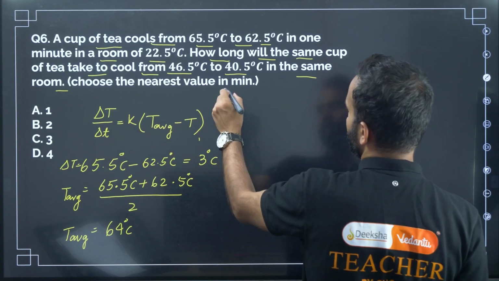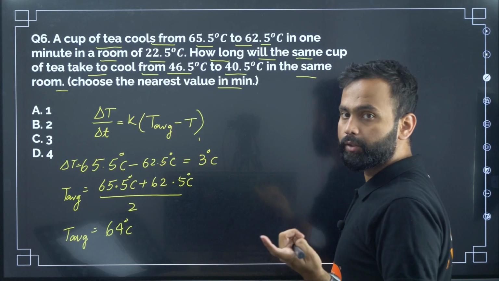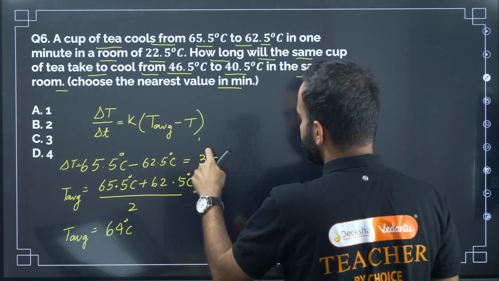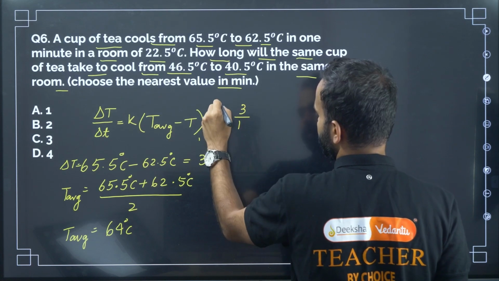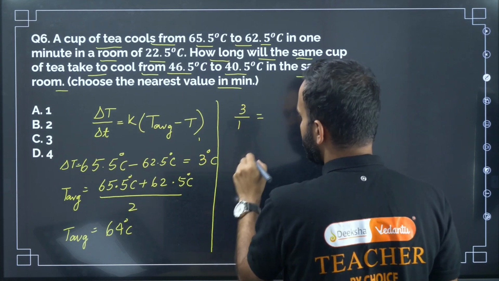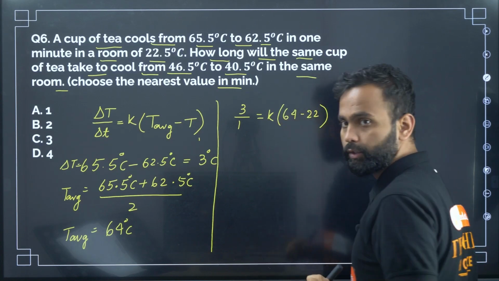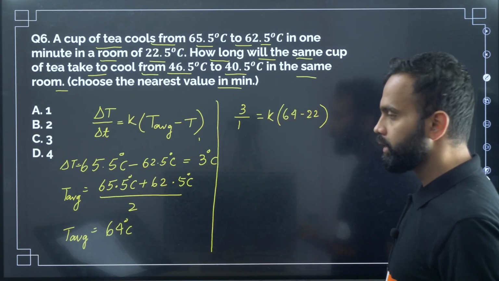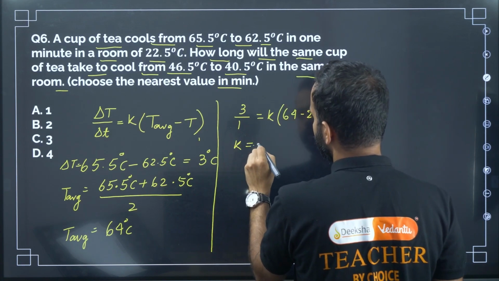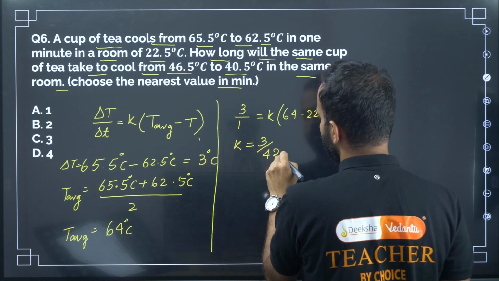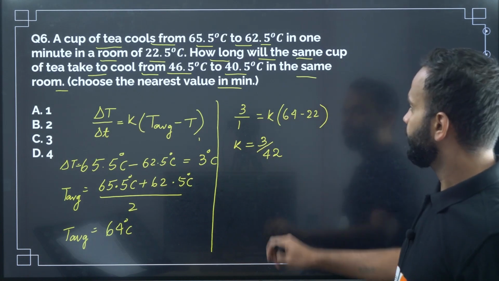So now, here we have to find the nearest value in minutes only. We don't need to convert into seconds. Now delta T is 3 degrees Celsius. 3 divided by 1 equals K into 64 minus 22 degrees Celsius. 64 minus 20 is 44, 44 minus 2 is 42. So this will be 42, right? So now K equals 3 divided by 42. So we got the value of K.